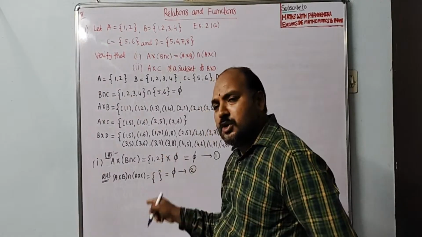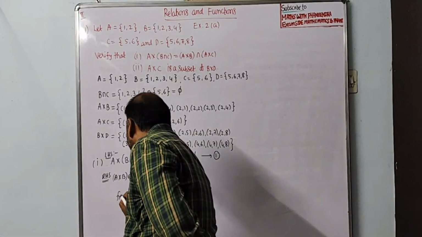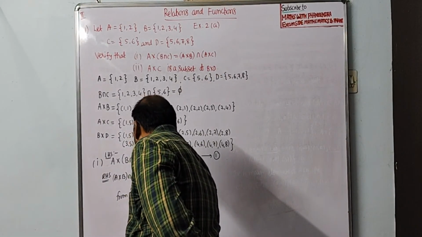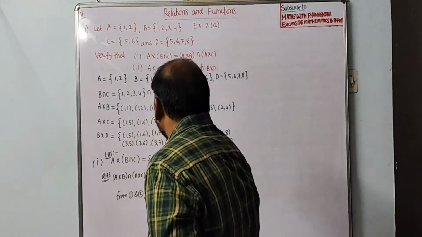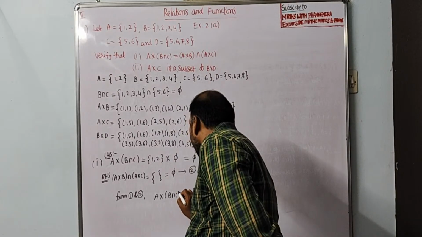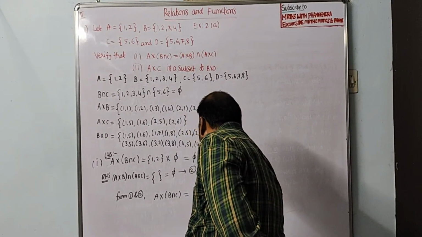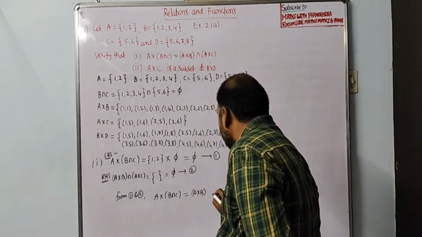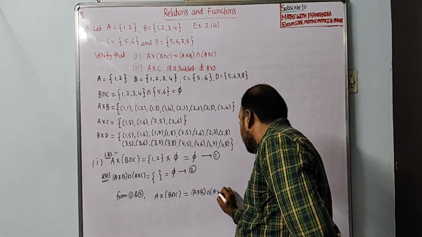So from 1 and 2, what do we observe? From 1 and 2 we conclude that A cross (B intersection C) is equal to (A cross B) intersection (A cross C).